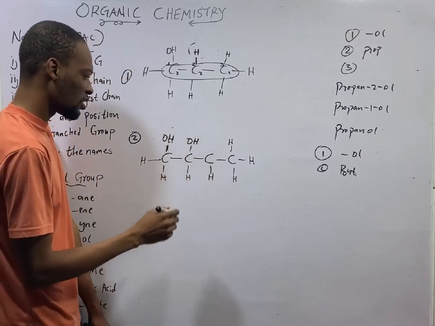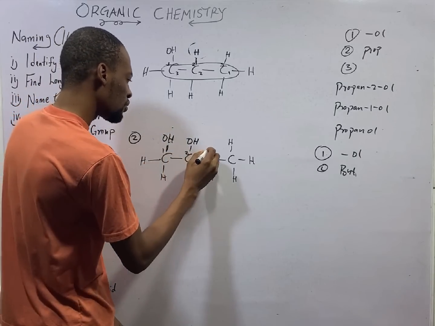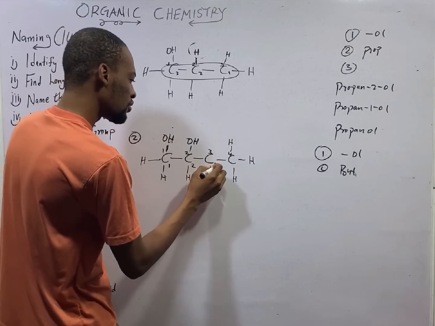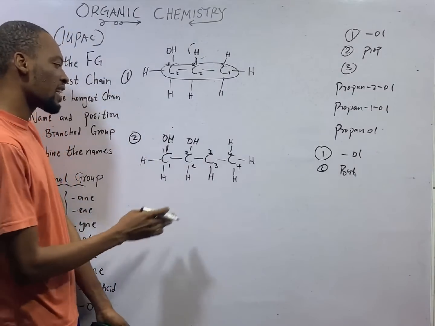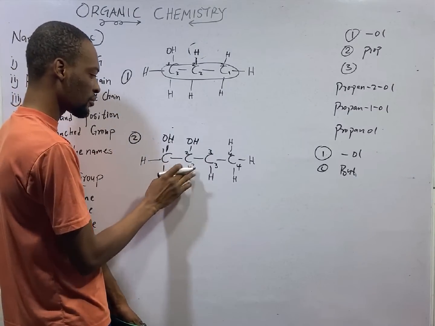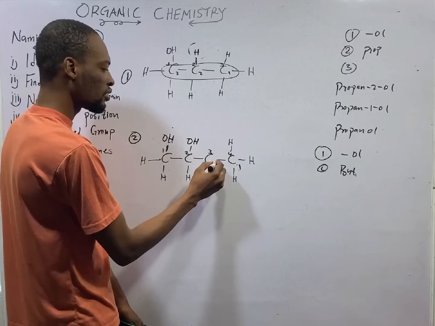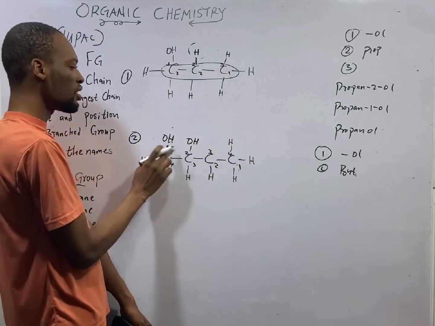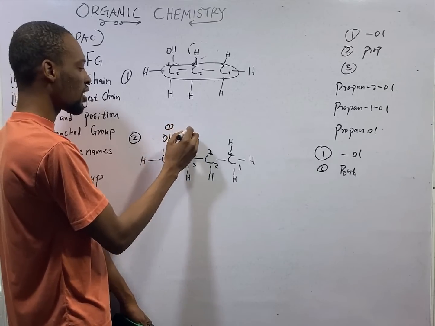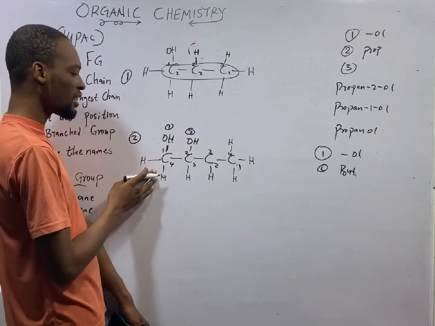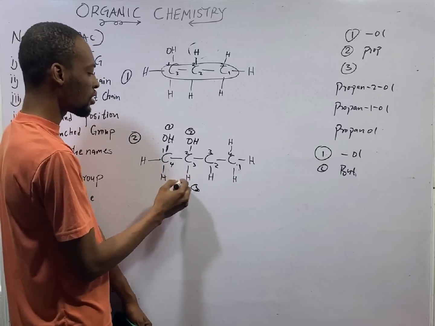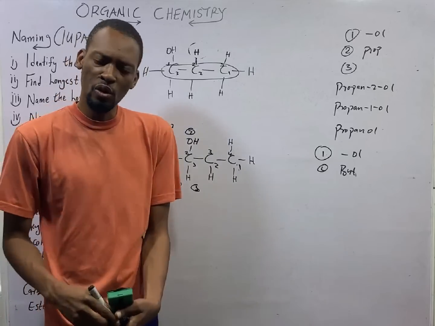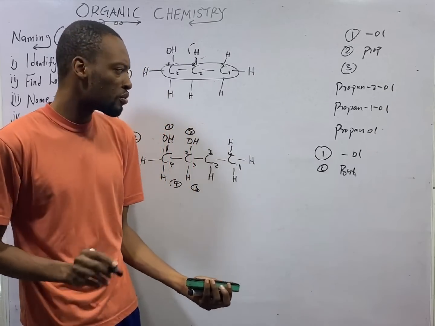Now let's number. We can start counting from here 1, 2, 3, 4, or 1, 2, 3, 4. If you start from here, the functional group will be on carbon 1 and carbon 2. If you start counting from here, the functional group will be on carbon 3 and carbon 4. We must always try as much as possible to give the functional groups the smallest number possible.